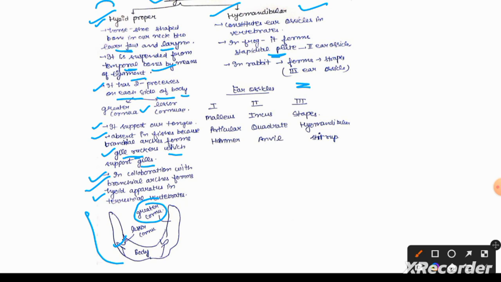So ear ossicles are first, second and third. Three ear bones are there. First one is malleus, second one is incus, and third one is stapes. Malleus is articular bone, incus is quadrate, and stapes is hyomandibular. And it is hammer shaped, it is anvil shaped, and it is stirrup shaped.